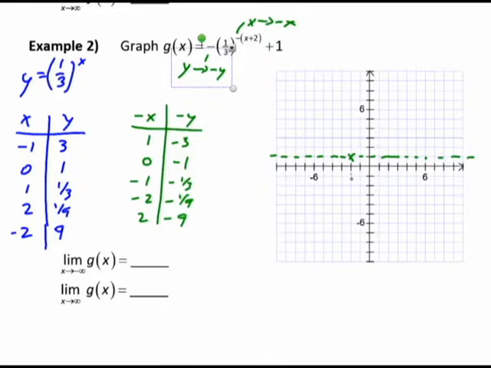So from the new center, 1, -3, 0, -1, -1, -1/3. I'm not going to try to plot -1/9. 2, -9. And that's enough to plot. Our left side end behavior limit is at that horizontal asymptote. And our right side limit is -infinity.